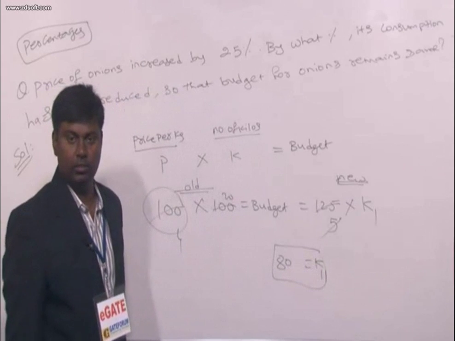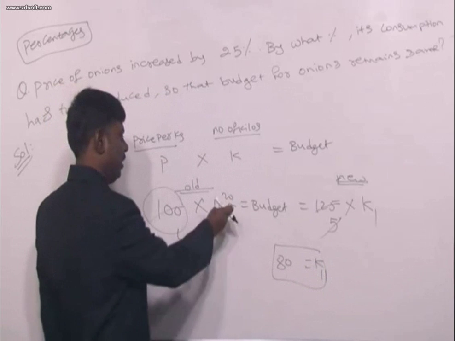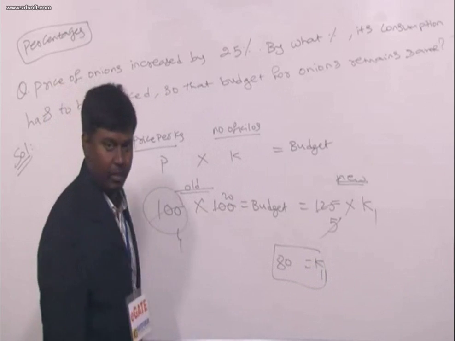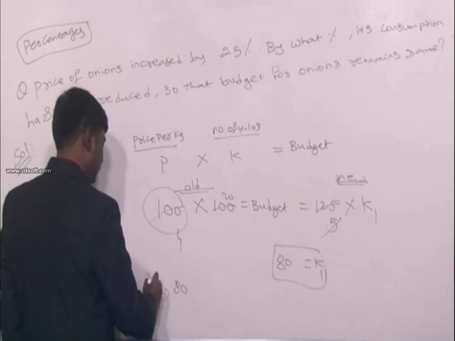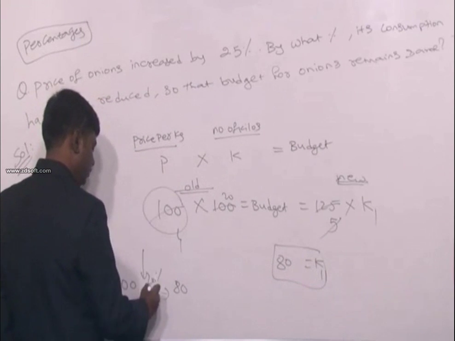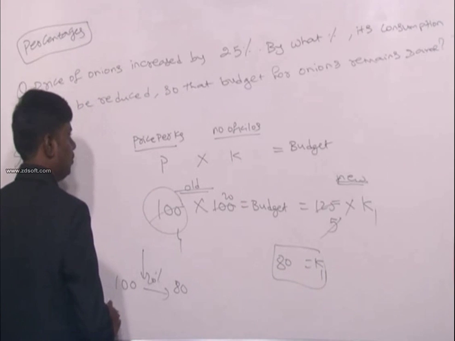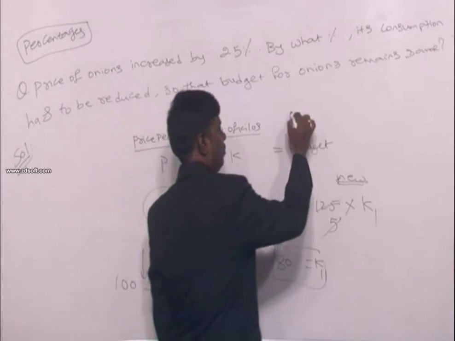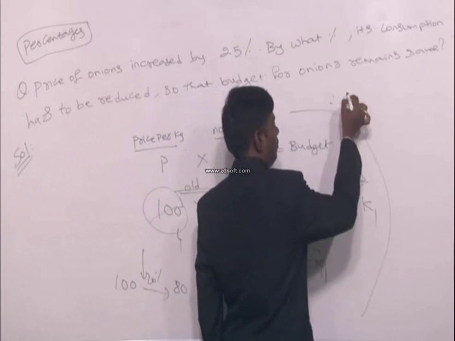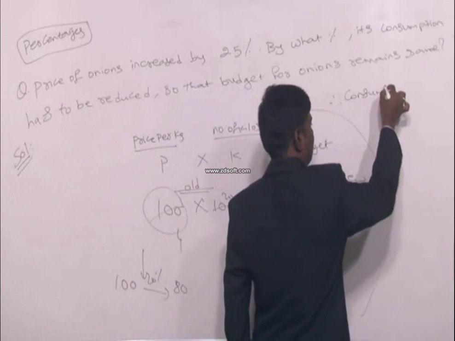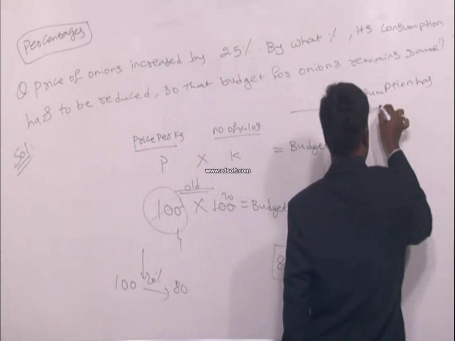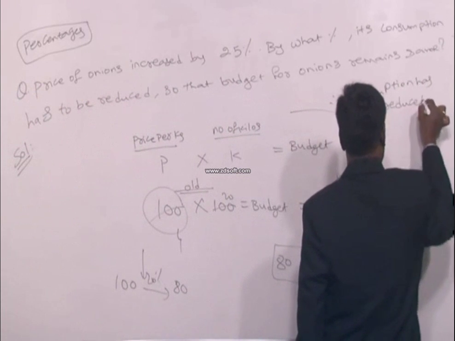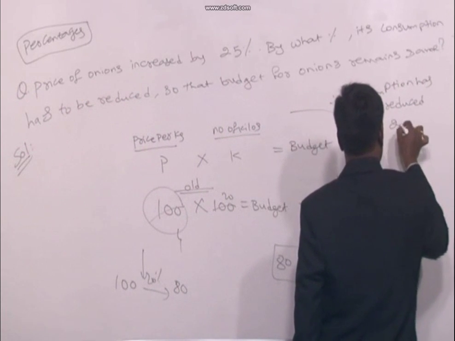What do you understand? That earlier you were buying 100 kilos, now you are going to buy only 80 kilos. So 100 to 80, it is 20% reduction, right? So therefore consumption has to be reduced by 20%.